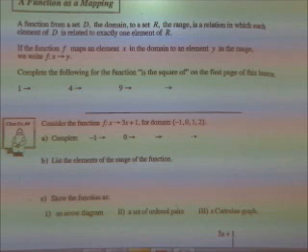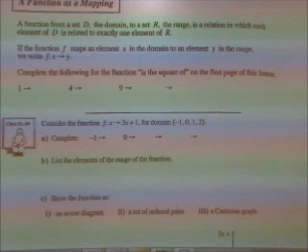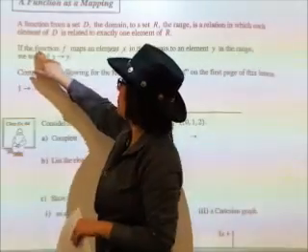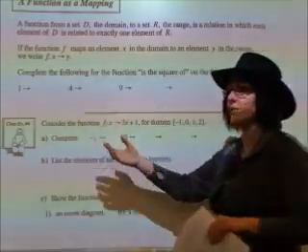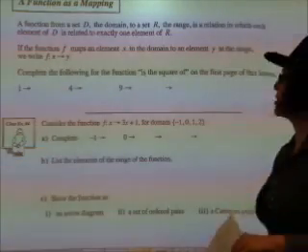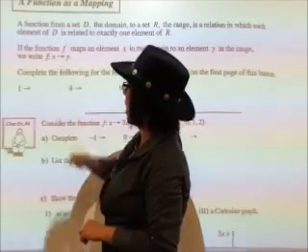A function as mapping. A function from a set D, the domain, to a set R, which is called the range, is a relation in which each element of D is related to exactly one element of R. So the way that we can write it is we can use notation of function F. We could call the function G or H or P, but F is commonly used because F stands for function. And we can say the function X mapping to Y.